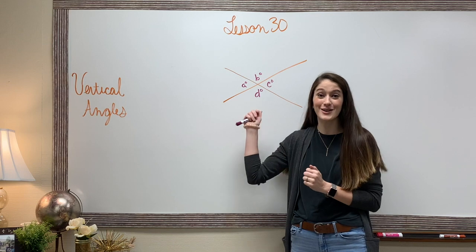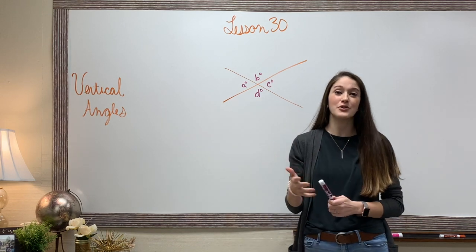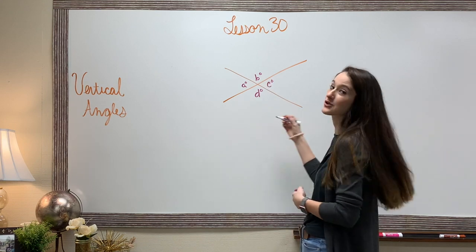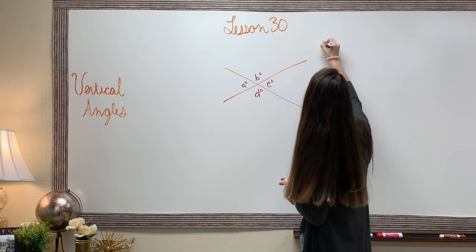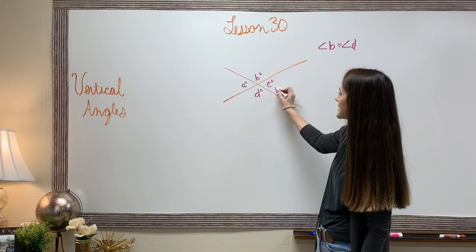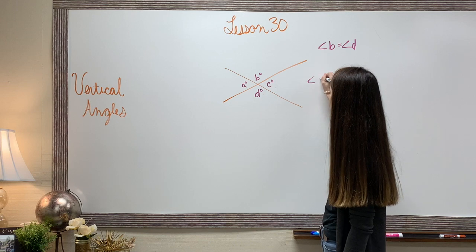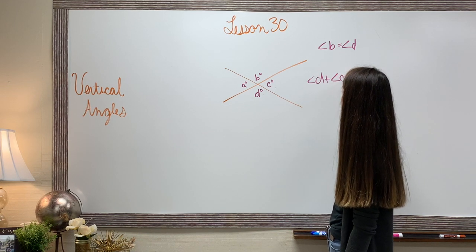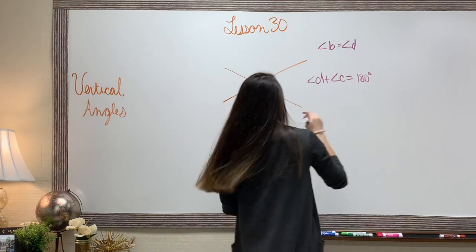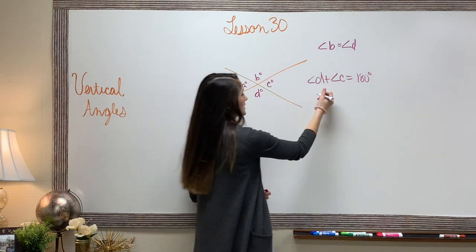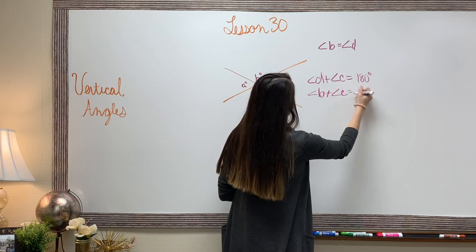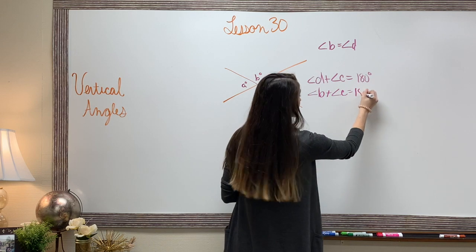The first one is talking about vertical angles and how we know vertical angles are congruent. We know the angles B and D are congruent, and now we're going to prove it. We know that D and C together equals 180 degrees because this is a straight line. We also know the angles B and C equal 180 degrees. They're supplementary.